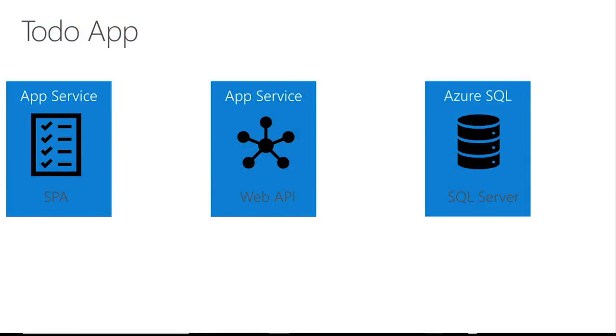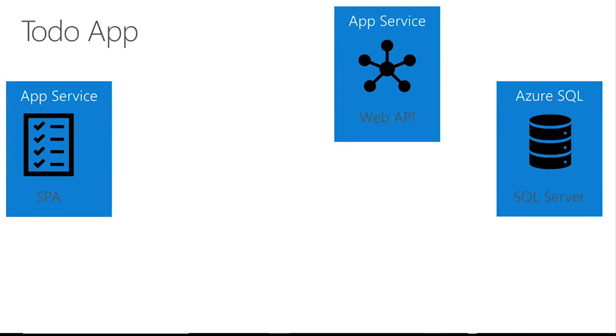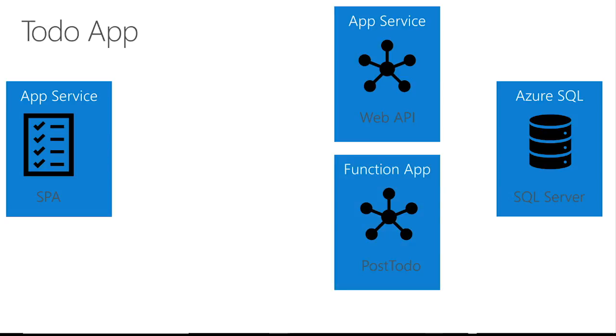What we're going to do is start with what we've already lifted into Azure, which is the front-end web app, the web API, and the SQL Azure. And then we're going to take this, add a little bit of room for a new method, and we're going to create a post function. This will be a serverless API whose sole focus is to insert a new to-do item in the list.